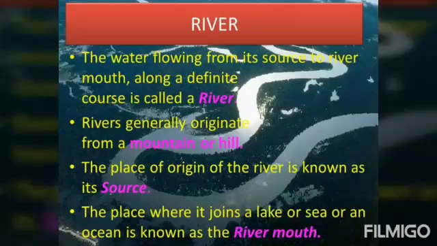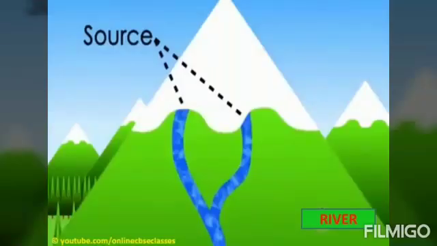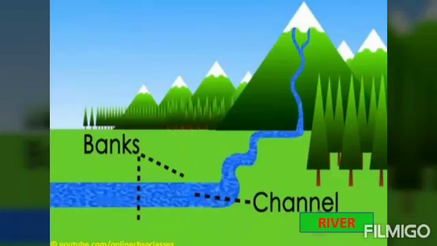Then, river. The water flowing from its source to the river mouth along a definite course is called a river. A river generally originates from a mountain or hill. The place of origin of the river is known as its source. The place where it joins a lake or sea is called the river mouth. See the origin of the river. Channel means river.